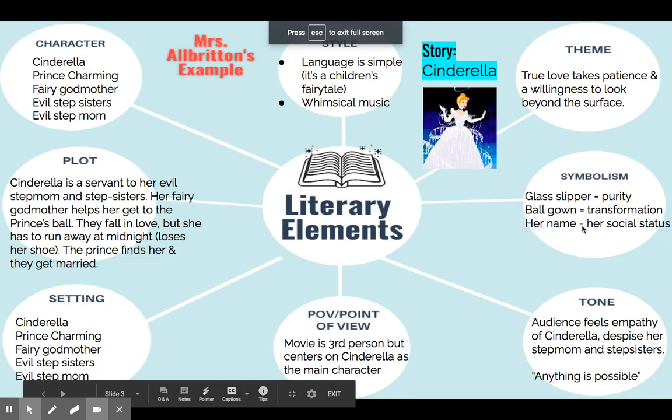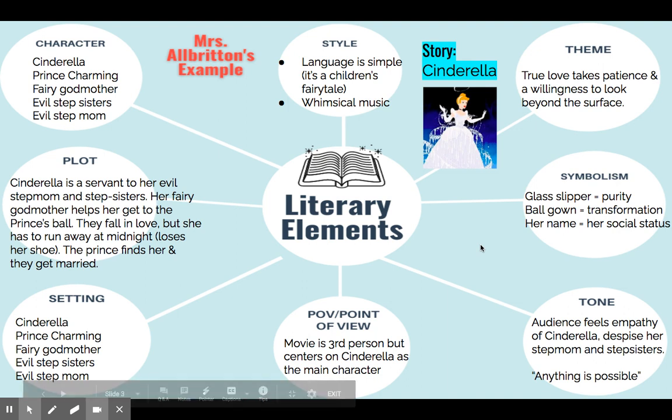I just chose Cinderella. It's not my favorite, but I chose it because it's something that's pretty familiar. It's a classic fairy tale. So you're going to go through each bubble and fill in what you know about the story, based off of everything we've learned. You're going to tell me also what the name of your story is. You can include a picture if you want.